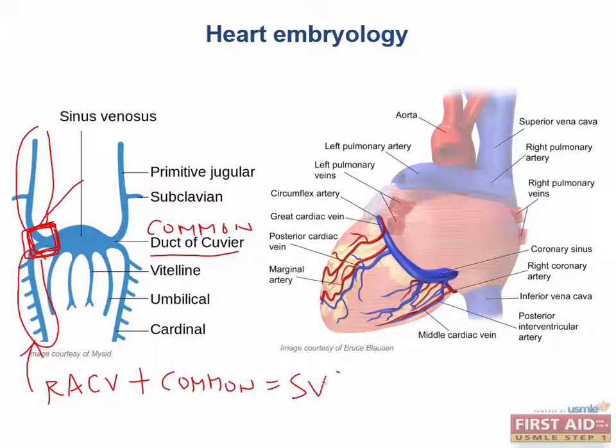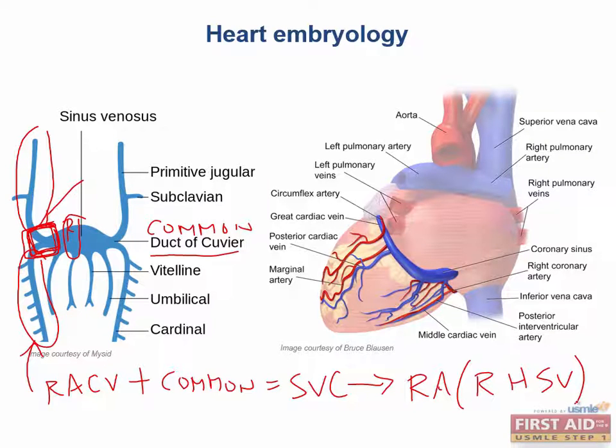So the combination of this right anterior cardinal vein plus the common cardinal vein will give you the superior vena cava. And this makes a lot of sense to us, right? Because the superior vena cava drains into the right side of the heart. The right horn of the sinus venosus becomes incorporated into the right atrium. Superior vena cava drains into the right atrium, and part of that right atrium is a remnant of the right horn of the sinus venosus.